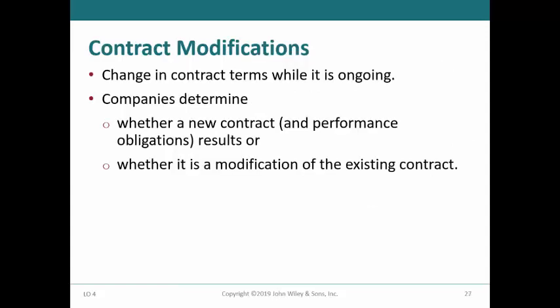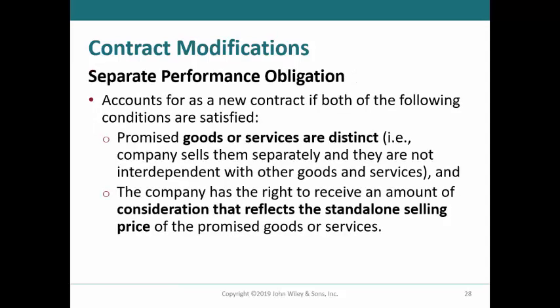Contract terms are frequently modified, requiring the company to determine whether a new contract and performance obligation are created or if there is a modification of the existing contract. A company will account for the change as a new contract and performance obligation if the promised goods or services are distinct and the company has a right to receive an amount of consideration that reflects the standalone price of the promised goods or services.